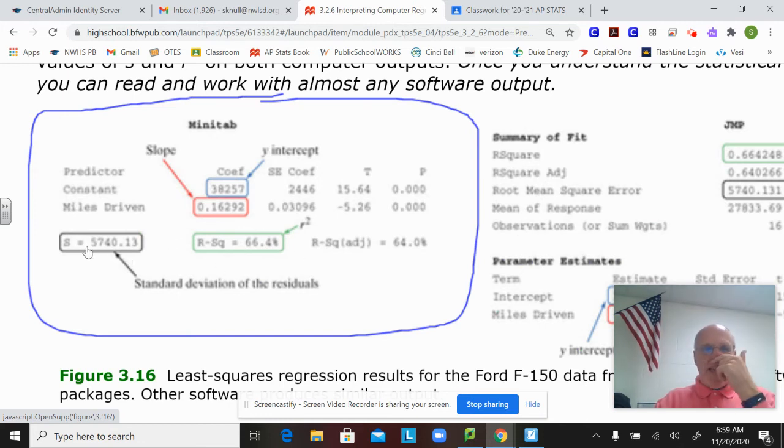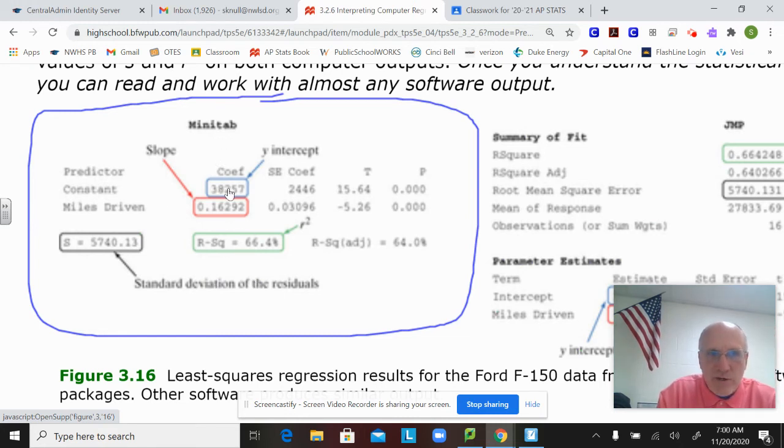Here we have S equals that. You've got to know that's the standard deviation of residuals. When you're given output, it won't say standard deviation of residuals, it will just say S equals. And there's R squared, which is your coefficient of determination.